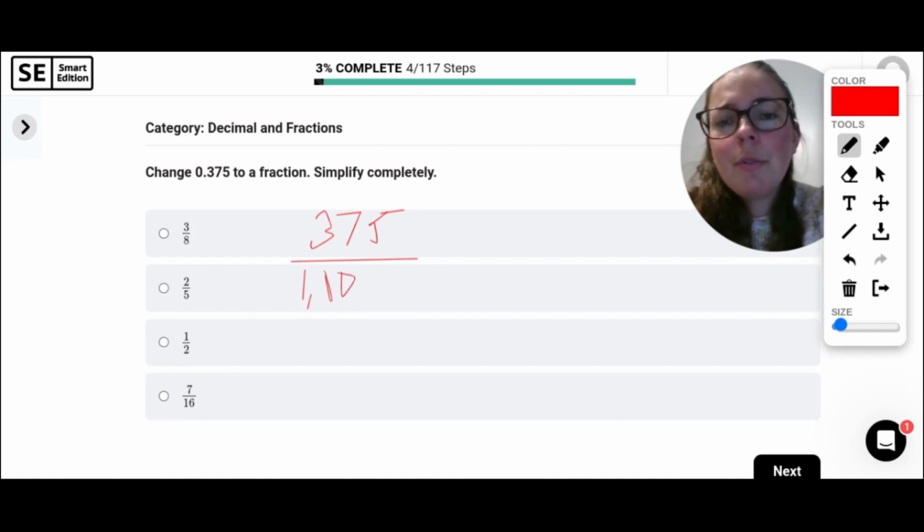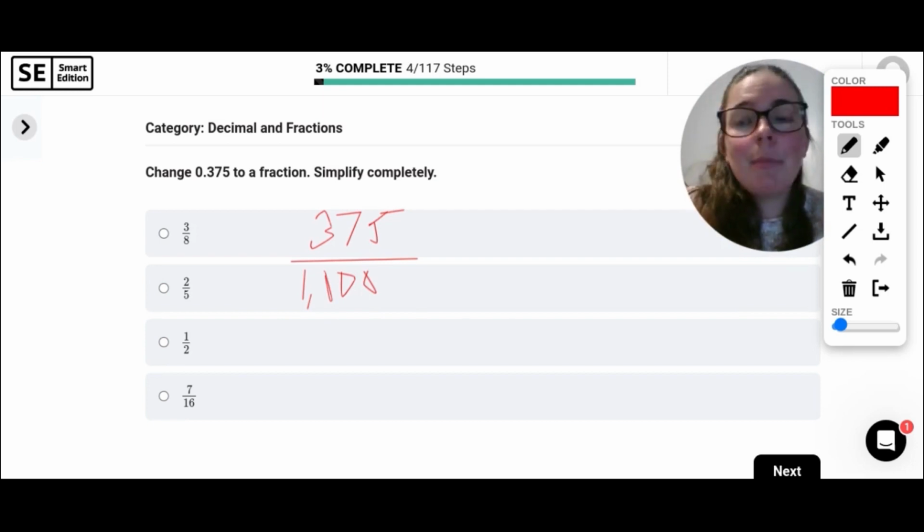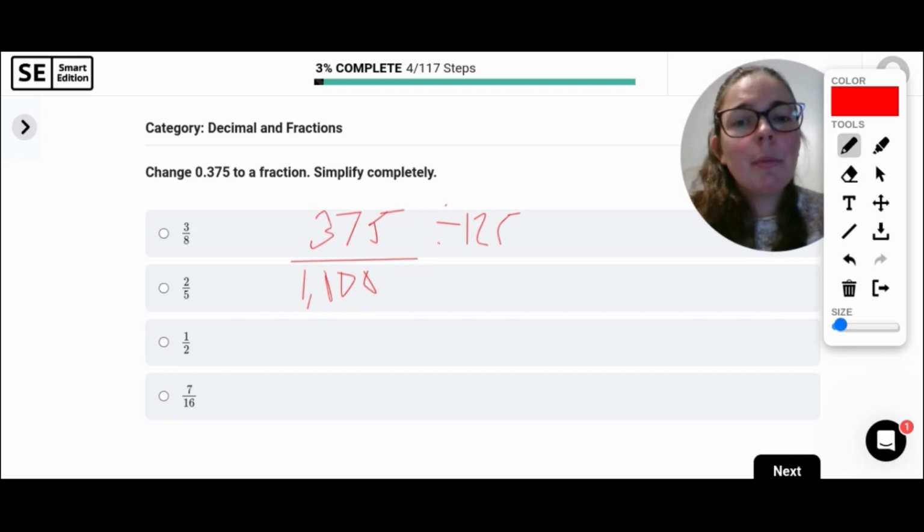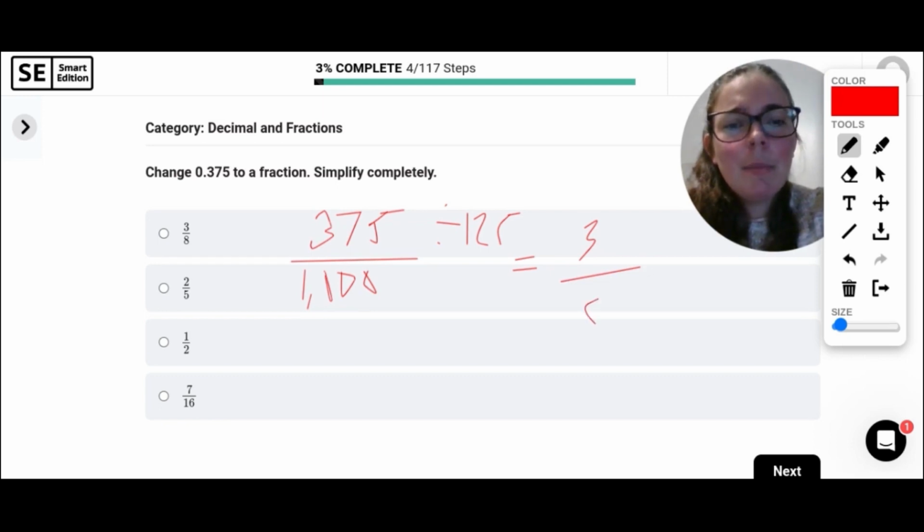So what goes into 375 and 1,000? So you could start just by dividing by 5 and then simplify further and further. I am going to, actually I see that 125 goes into both of these, so I'm going to divide each top and bottom by 125. But you could totally get here by working with smaller numbers until you get to where there's no more factors that they share. So when I divide each of these by 125, I'll get 3 as my numerator and 8 as my denominator. So 3/8.